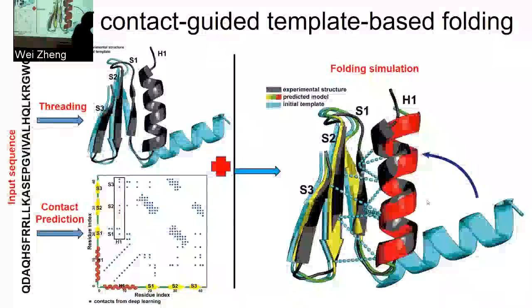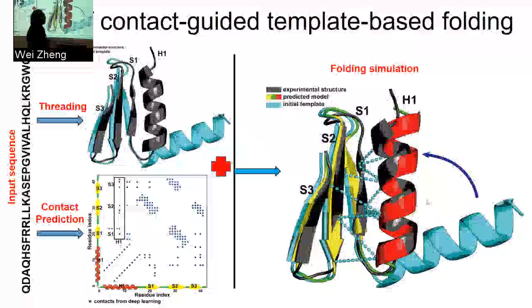So this figure shows the key idea of why we want to introduce the contact information to the folding problem. Given a protein sequence, we can first use a threading program to pick up the template for the query protein, which is shown in this figure. The template is shown in blue, and the experimental structure is shown in black. We can see the local fragments or local structure of the template fit well with the experimental structure. But we can see the orientation of this helix is much different from the experimental structure. This means your template is not good enough.